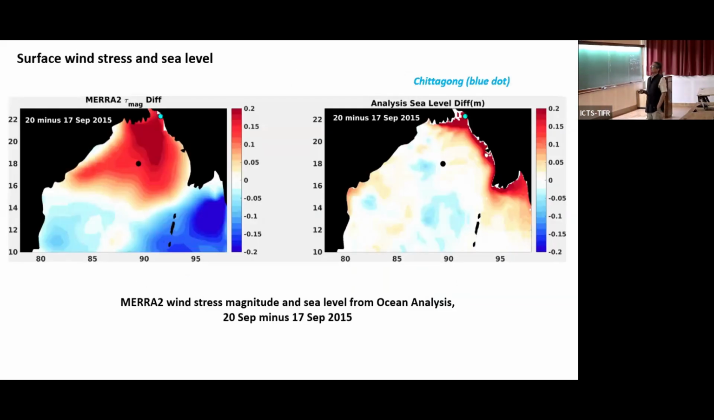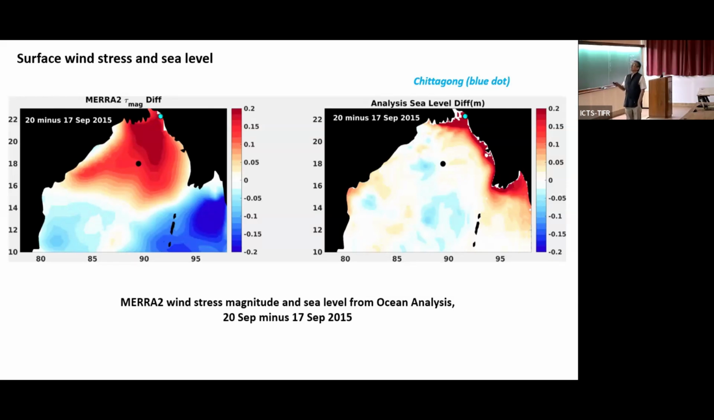That's what the spatial structure looks like. High wind stress here from the MERRA-2 reanalysis. It's just 3 days apart. This is the difference of wind stress in these 3 days, 20th September minus 17th September. So that's the high wind stress, 0.2 newtons per meter squared here. Chittagong is there.